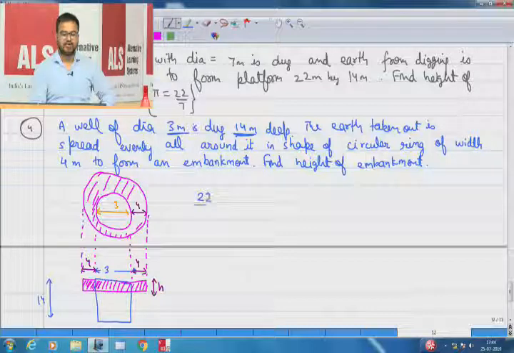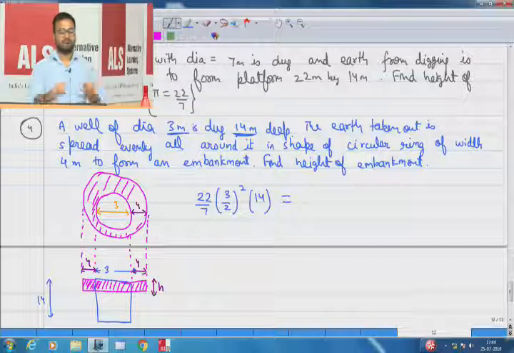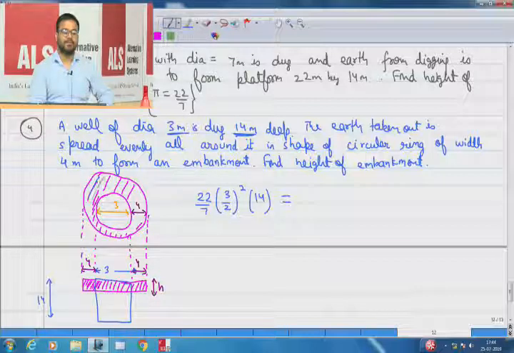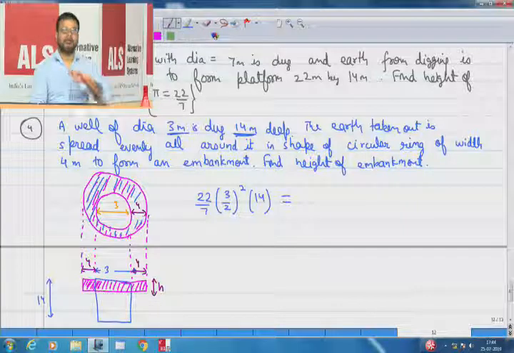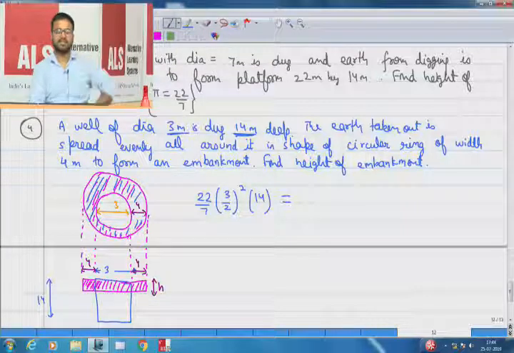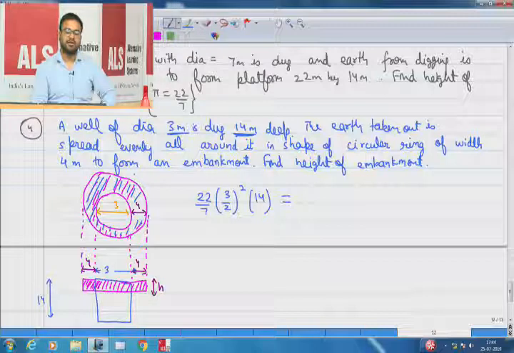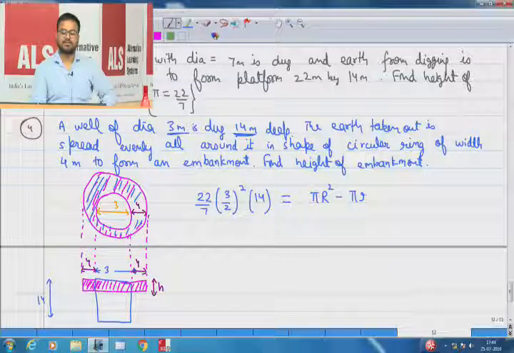So pi is 22 by 7. Radius is 3 by 2 whole square into 14. This is the volume of the cylinder. Now the volume of this embankment: you can see that these are two circular rings. So volume will be area of this region multiplied by the height, and the area of this circular region, these are two concentric circles, so area of larger circle minus area of smaller circle. So pi capital R square minus pi small r square.